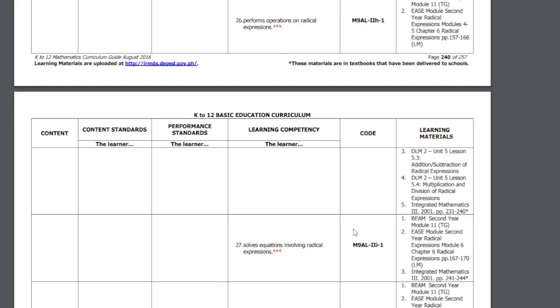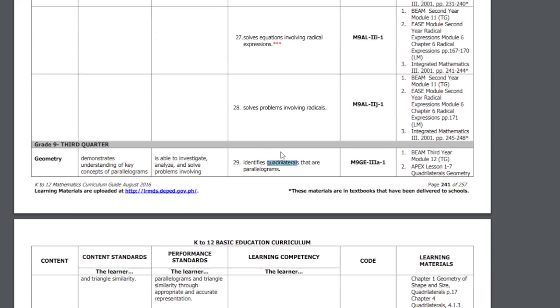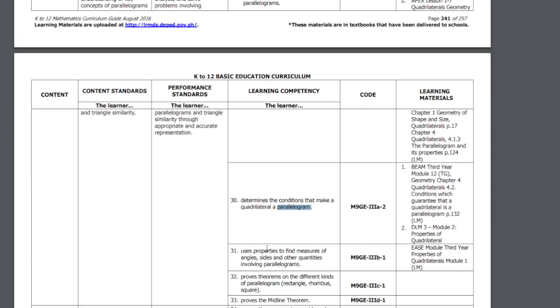Right? Now we go to the third quarter, in which case we will have a new content, which is geometry. Now we are going to start with quadrilaterals. You know, your squares, rectangles, parallelograms. It is all quadrilaterals. So this is actually a fun topic to teach and even learn. And then we're going to determine the conditions that make a quadrilateral a parallelogram. These are properties to find the measures of angles. So this is the math involved in the geometry.